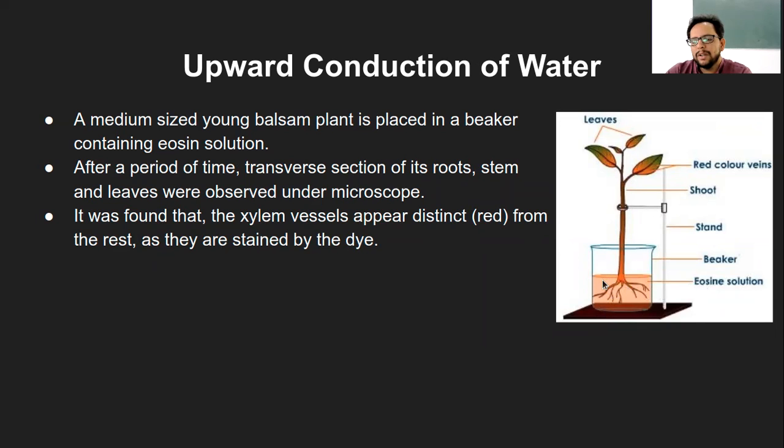So along with the water, eosin will also go along with the xylem tissue and it will go up to the leaves. At the end of the experiment, after a period of time, the transverse section of the root, stem and leaves are taken and observed under a microscope. What you will see is all the xylem vessels appear distinct red compared to the rest of the tissue. That is because eosin is present in there.